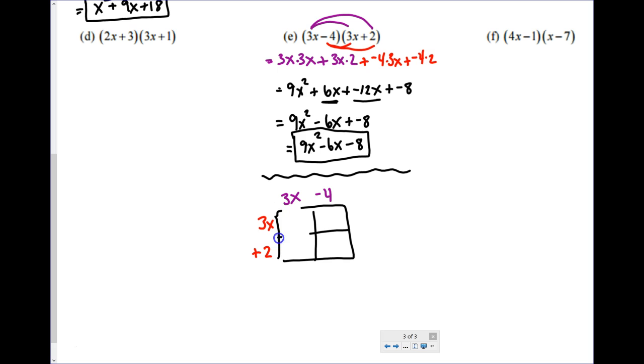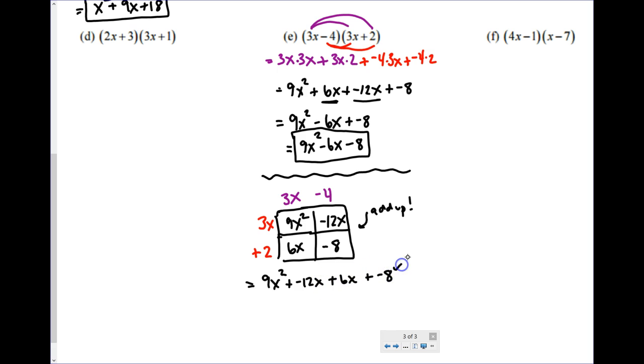Let me rewrite that just a little nicer. 9x squared. Negative 4 times 3x is negative 12x. 3x times 2 is 6x. And negative 4 times 2 is negative 8. Now I have to remember to add them up. So it's going to be equal to 9x squared plus negative 12x plus 6x plus negative 8.